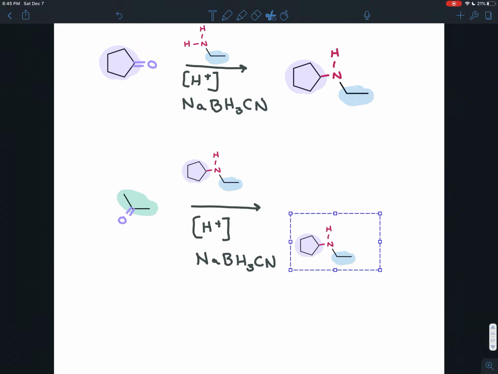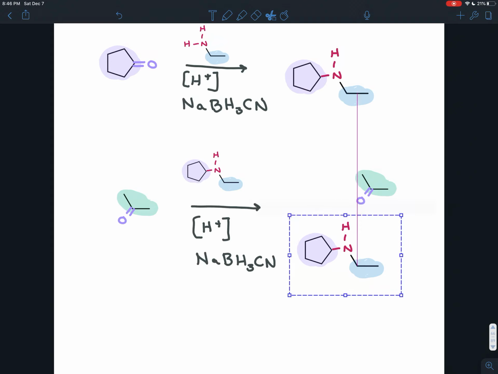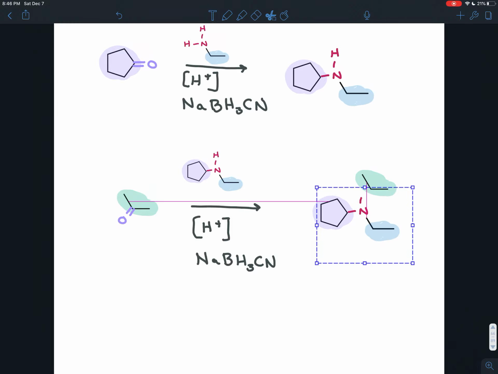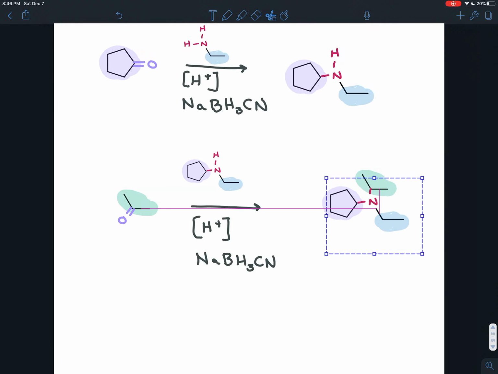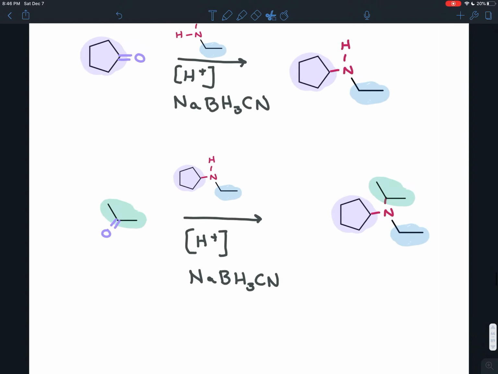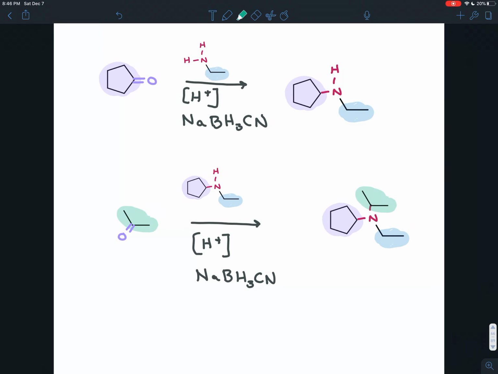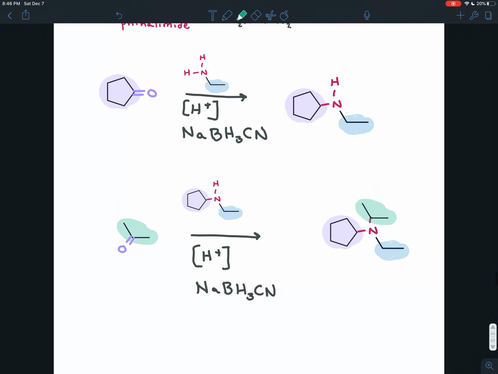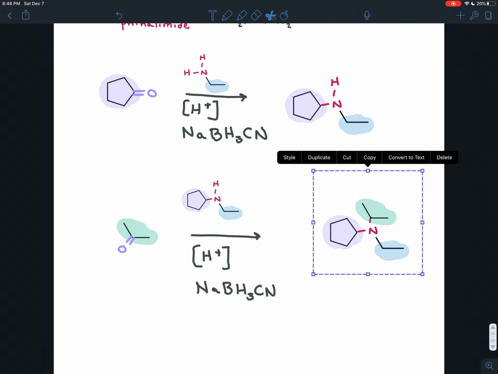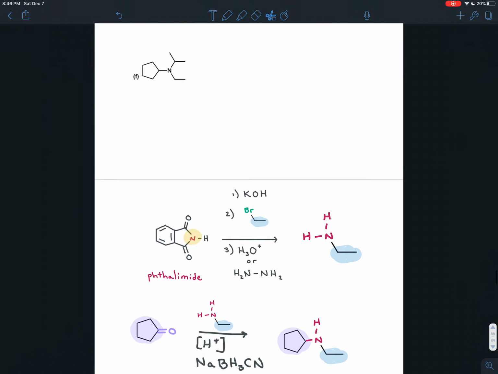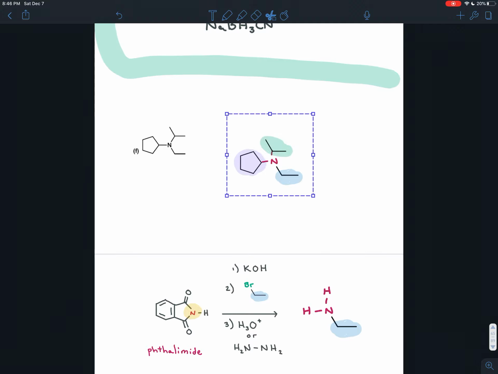tertiary amine. The effect is that where the carbonyl was, you'll replace it with a bond to the nitrogen. And so you can see that at the end here we have the molecule that we wanted at the very beginning, the tertiary amine that we wanted to make.